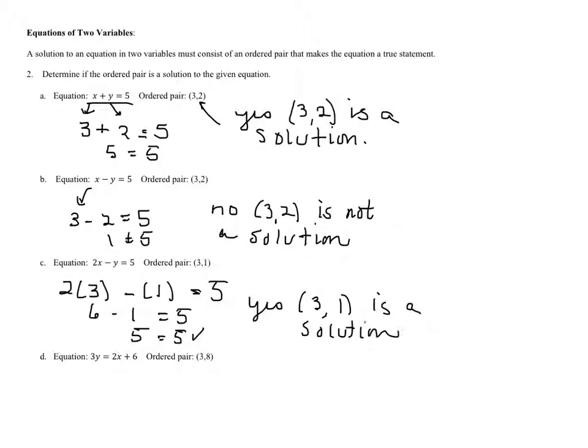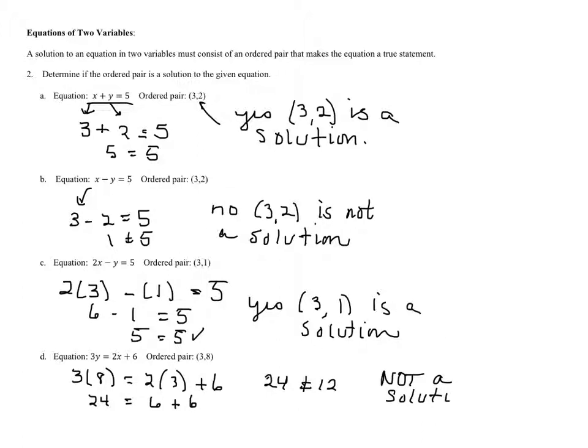And last but not least, I am going to pop in 8 for y and 3 for x. And you just have to be careful about where things are located. You know, just think and relax and pop them in. 3 times 8 is 24. 2 times 3 is 6. Well, 24 doesn't equal 12. So that's a big NO, not a solution. Perfect. On to the next.